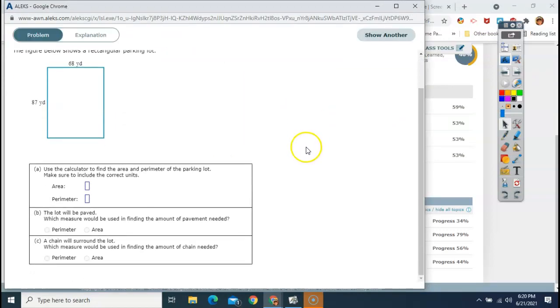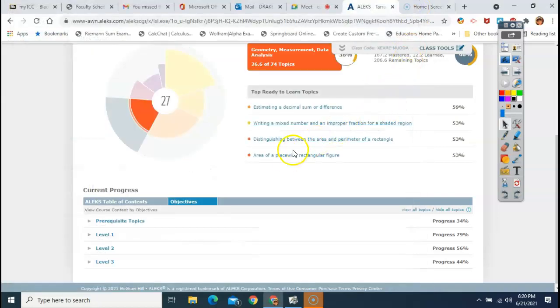Yeah, we've already done this one. All right, so I'm not going to show this. Now, area of a piecewise rectangular figure. I know that this is an issue.